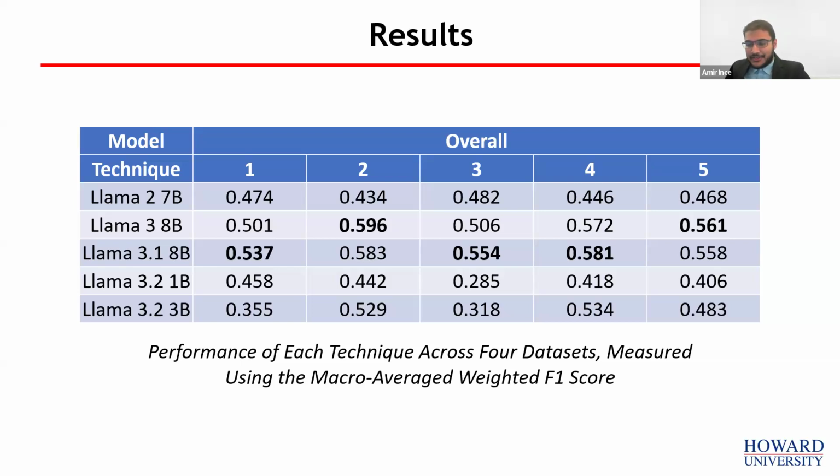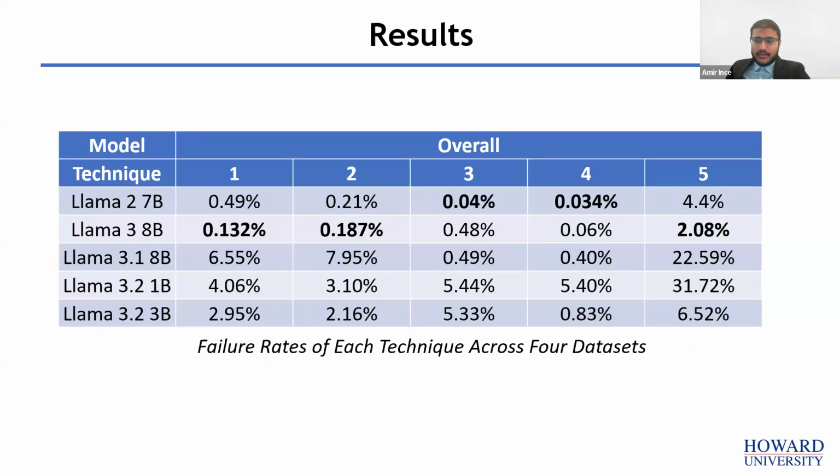Now, our modification in method 4, switching from synthetic to real dataset examples, improved performance for most models. However, with method 5, in some cases, it actually decreased performance, likely due to overfitting and other challenges.